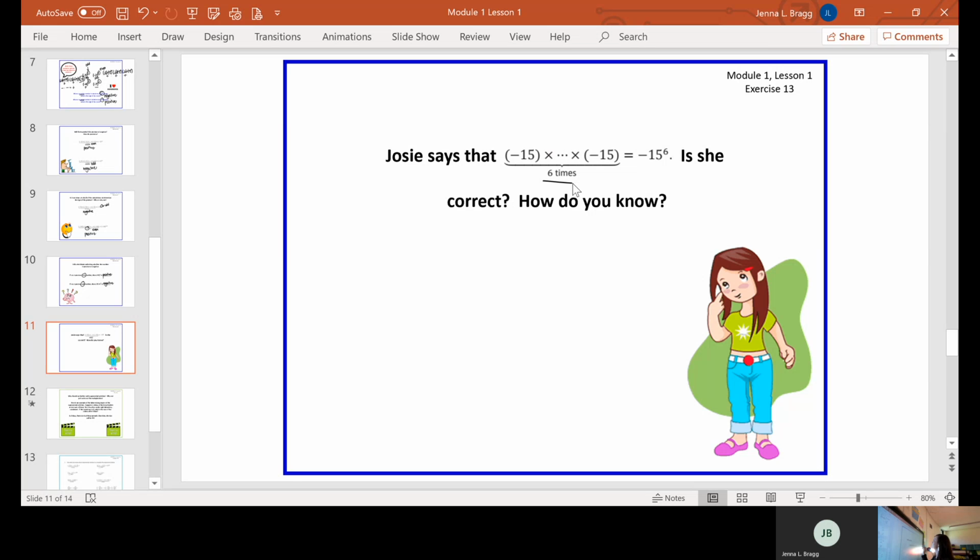Okay, Josie is right that -15 multiplied 6 times would give you a base of -15 and an exponent of 6. She just forgot something I've said about 10 times during this lesson. You need parentheses for negative numbers and fractions. So if she were to put parentheses around that -15, that would make that correct.